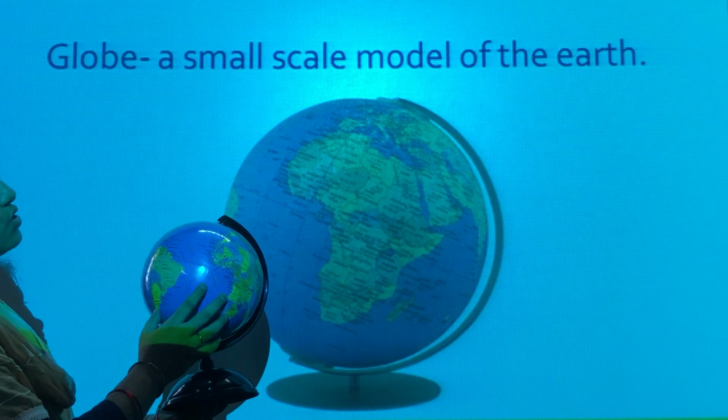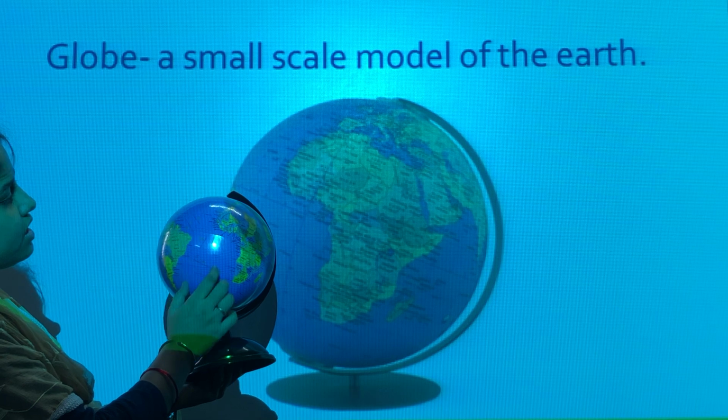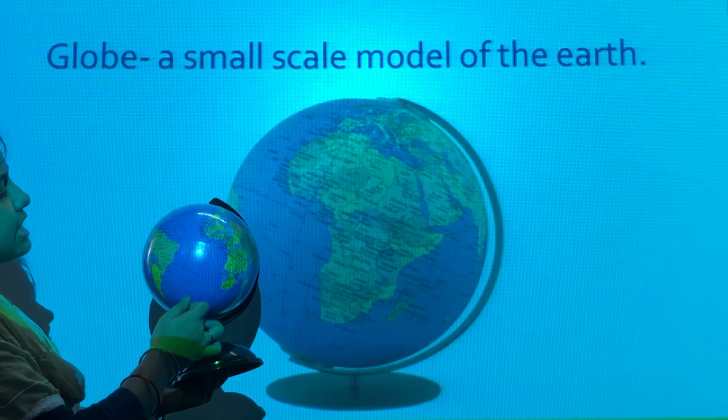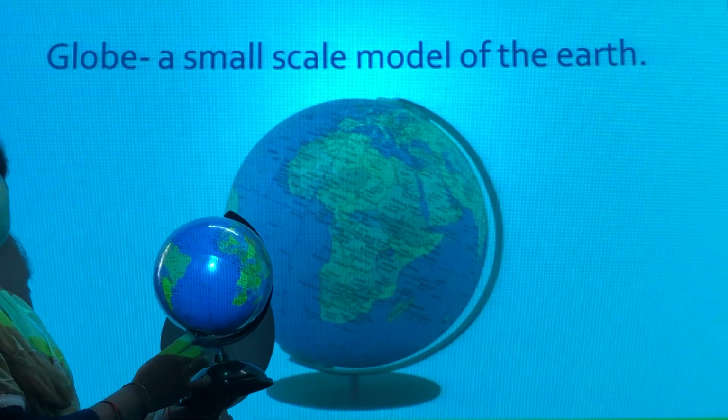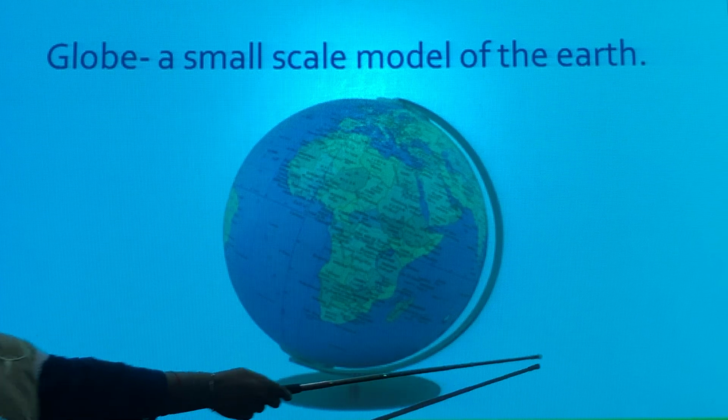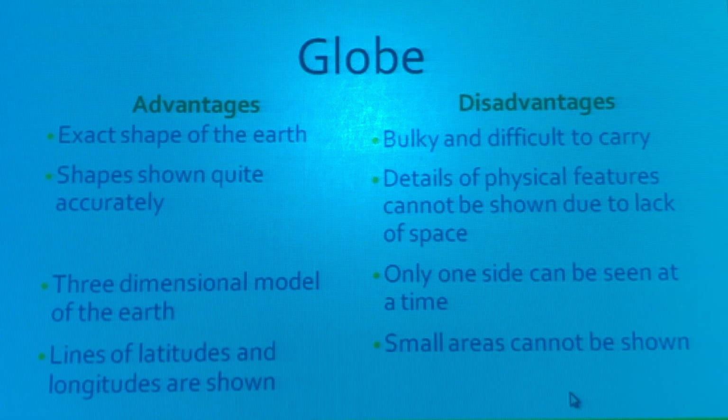And this globe also has the lines of latitude. These horizontal lines are called the lines of latitude, and these vertical standing lines are called the lines of longitude. Okay, now the globe has some advantages and disadvantages. Let us read about the advantages first. The advantages are, it shows the exact shape of the earth. The shapes of the continents and oceans are shown quite accurately.